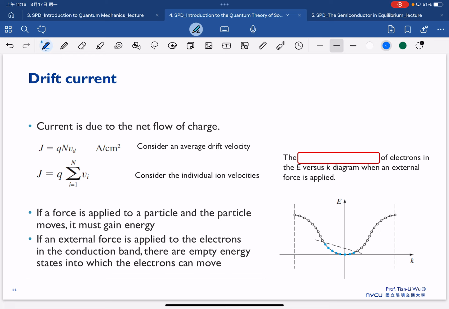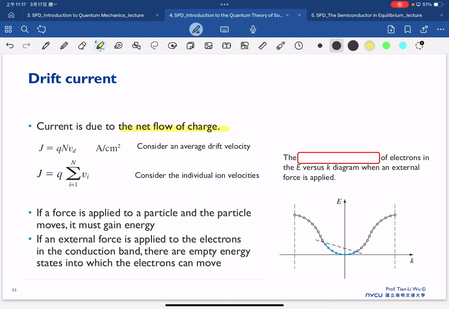The first current we very often talk about is the drift current. Basically the current is just the net flow of charge. This is a typical current equation, and we will talk about more current equations later. This is just for your basic understanding.